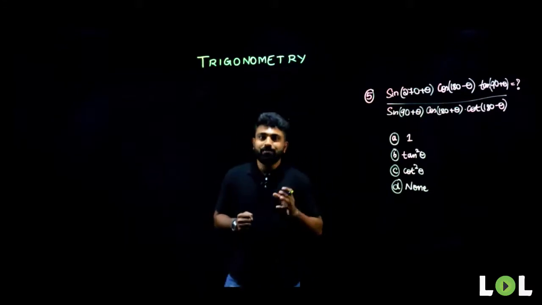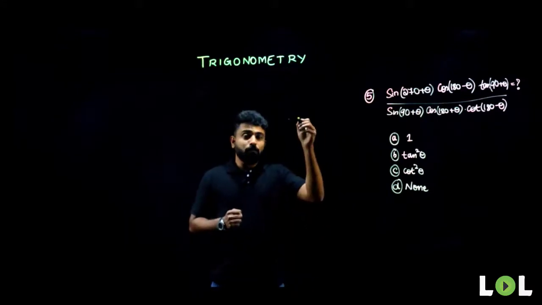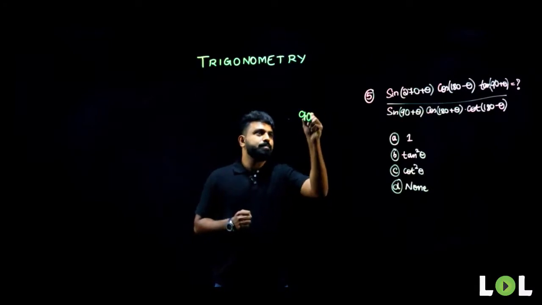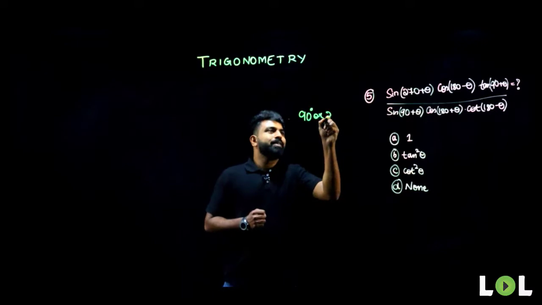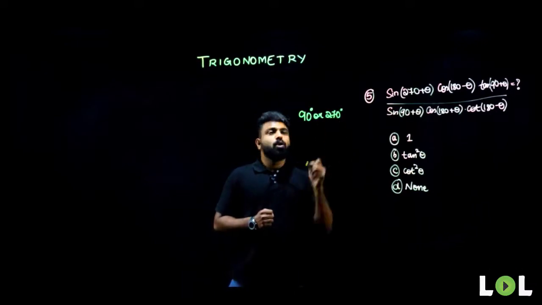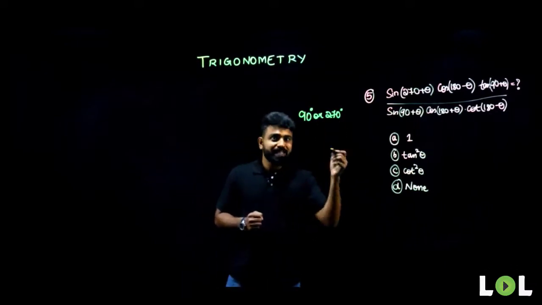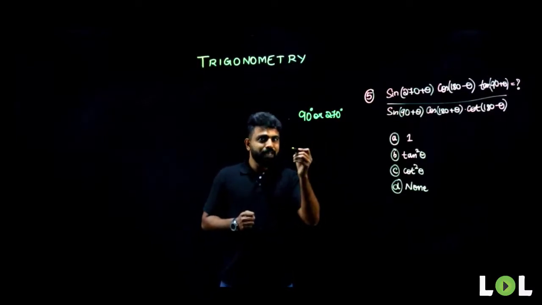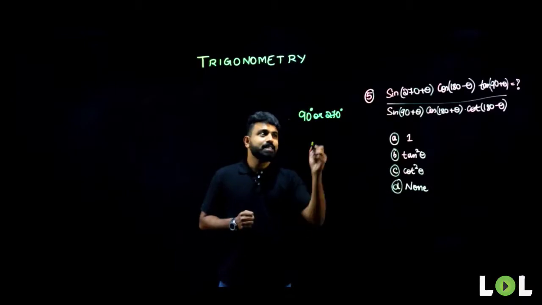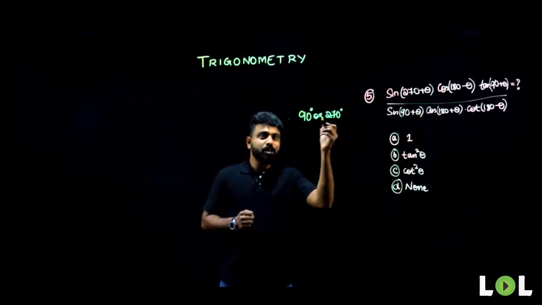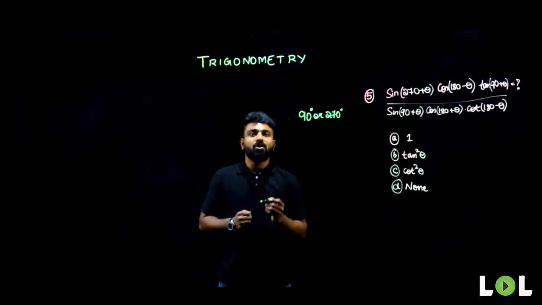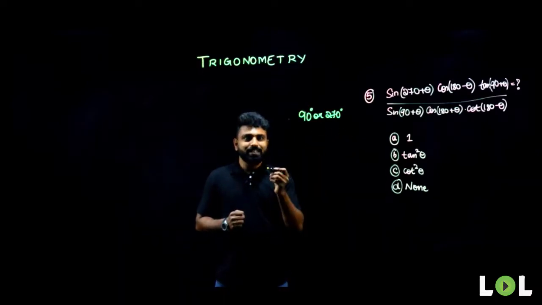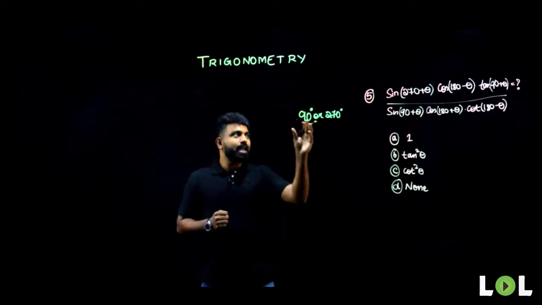Now we all know from our previous class that the value of sine changes to cos whenever it is rotating around 90 degrees or 270 degrees. What does this mean? Sine of 90 plus theta will be equal to cos theta, or sine of 90 minus theta will also be equal to cos theta. Similarly, sine of 270 plus theta or sine of 270 minus theta will be cos theta. The same way for tan as well. So we have already studied this in our previous class. So let's quickly apply that here.